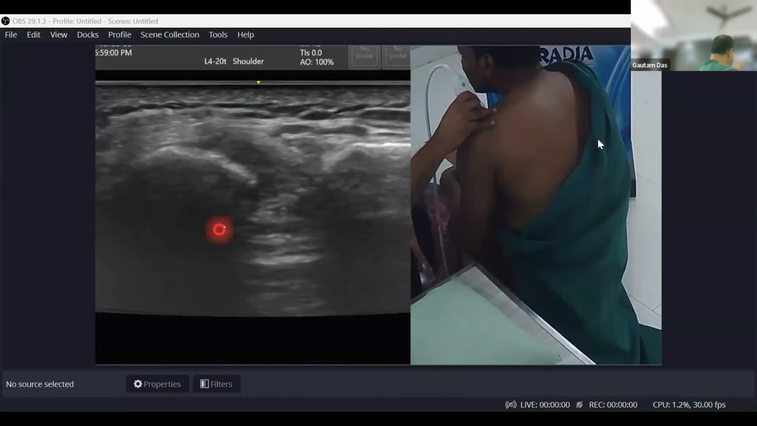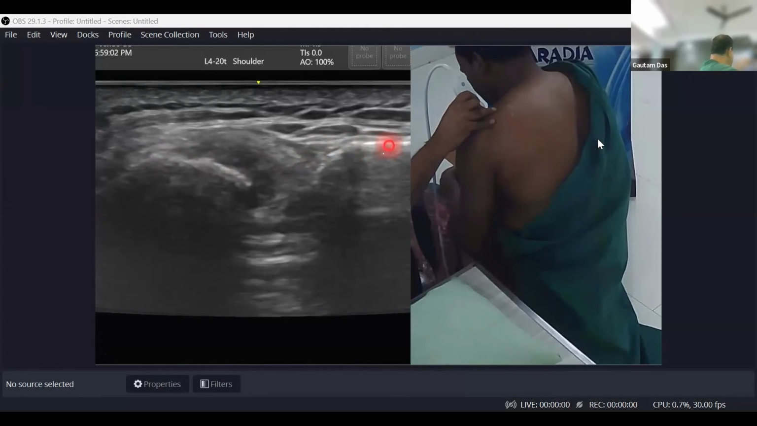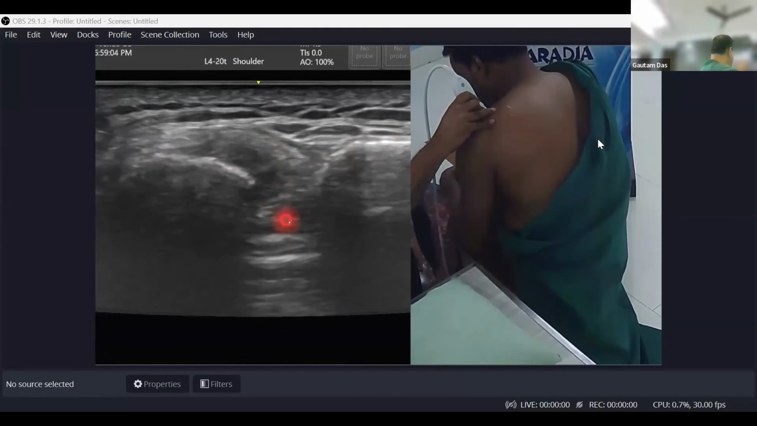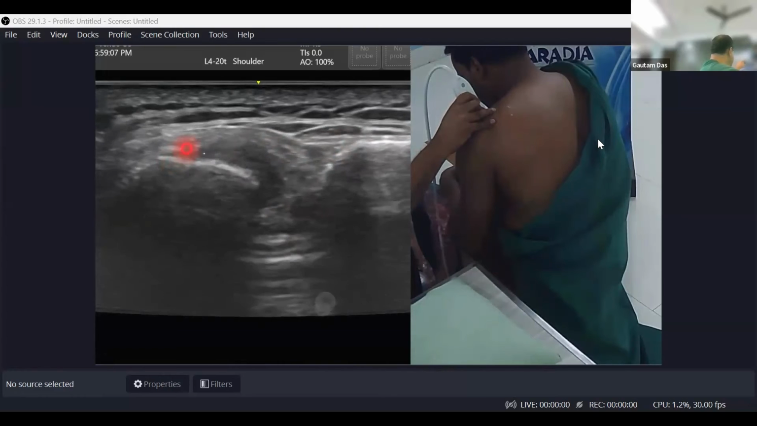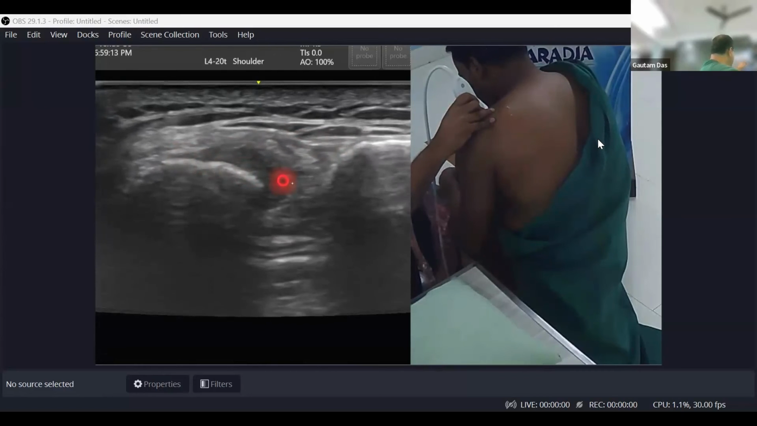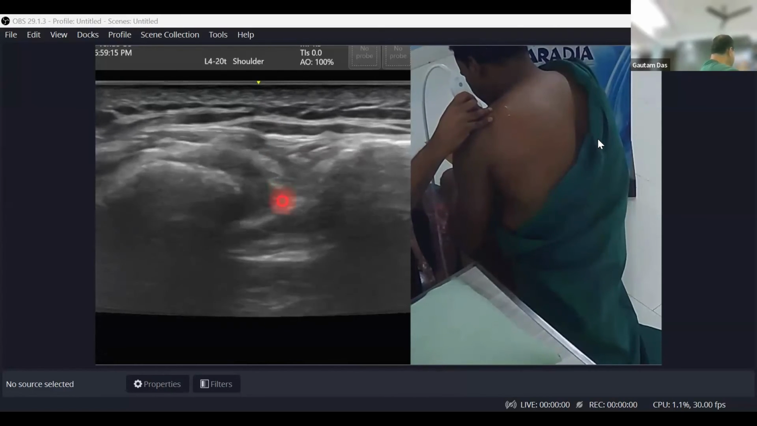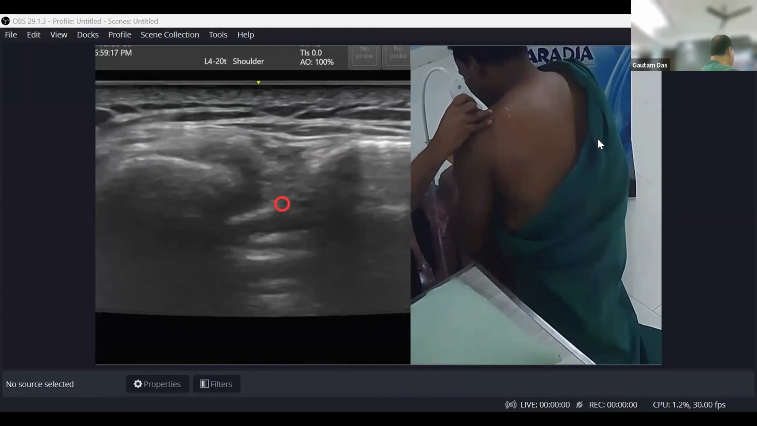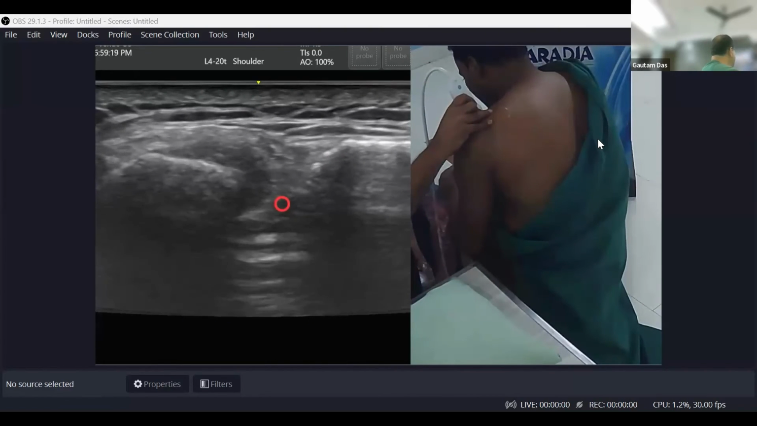Okay, this side is your clavicle, this side is your acromion, and this is your AC joint. And this ligament, I forgot to show this ligament also. This ligament is your acromioclavicular ligament. If you wish to inject here, the injection is difficult.